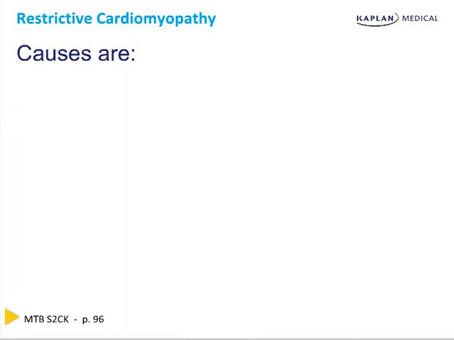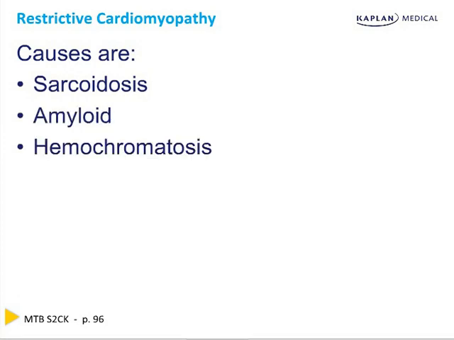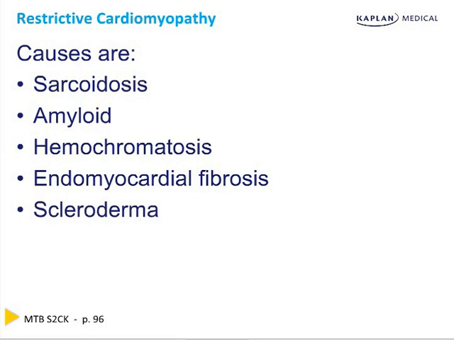Which of the following is the most likely diagnosis? Let's look for some things in the history. Do you have a history of sarcoid, amyloid, hemochromatosis, cancer, and fibrosis, scleroderma fibrosis? Well, these are all things that simply make it so that the heart does not move. The heart does not move.